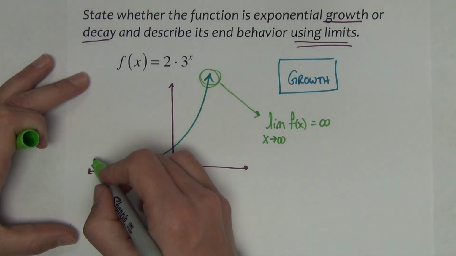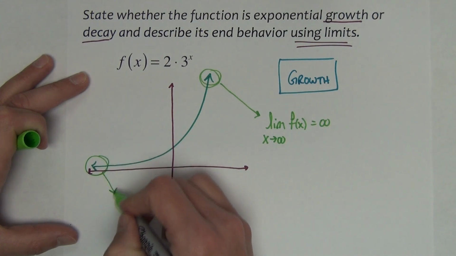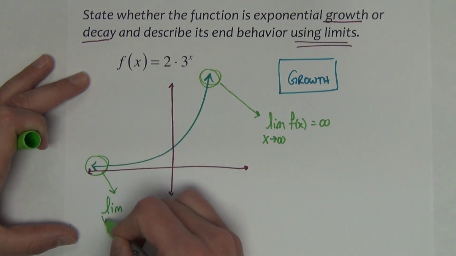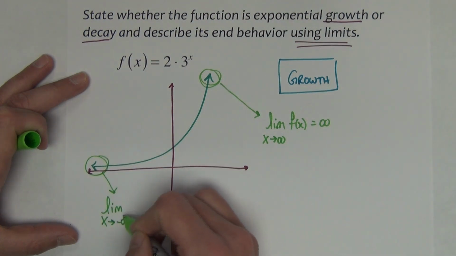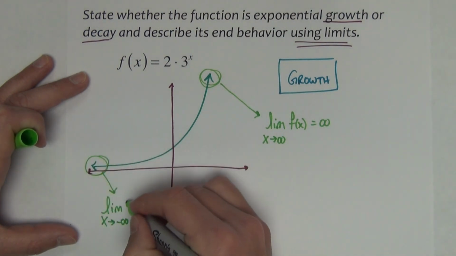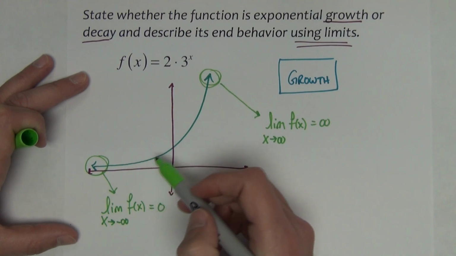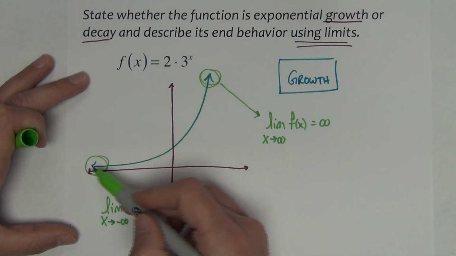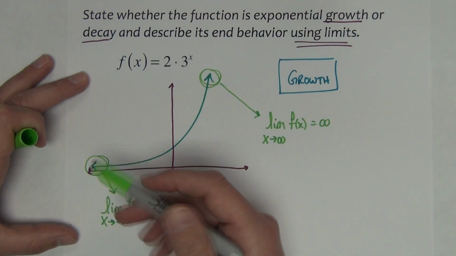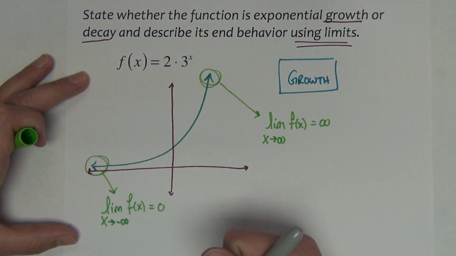And then the other end, I would describe the limit as x approaches -infinity, that means going left, of the function is 0. It is flattening out at 0. It's not going to -infinity. It will not drop below the x-axis there.